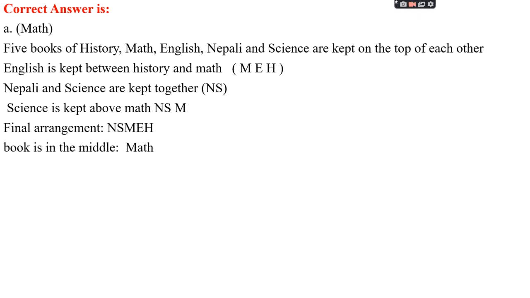The first condition is that English is kept between history and math, so between history and math, there is English. Nepali and science are kept together, so N and S are together. Science is kept above math, so N S is above M. The final arrangement will be N S M E H. So the book in the middle will be math.